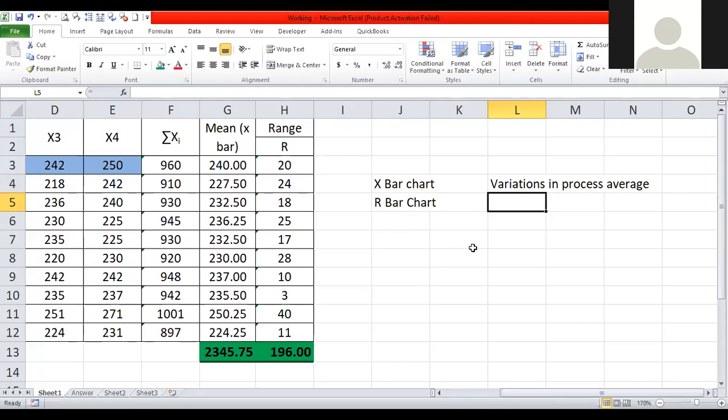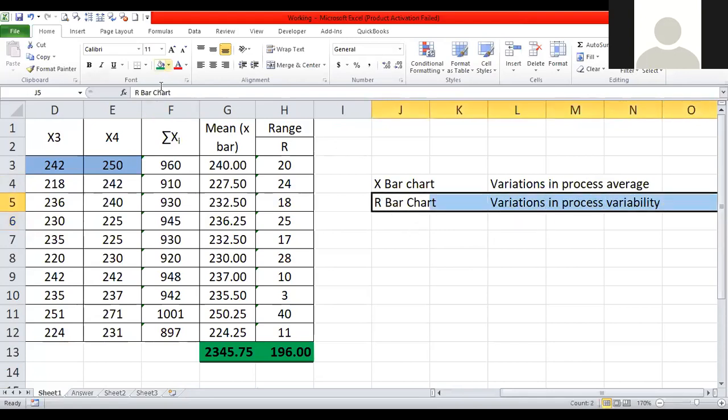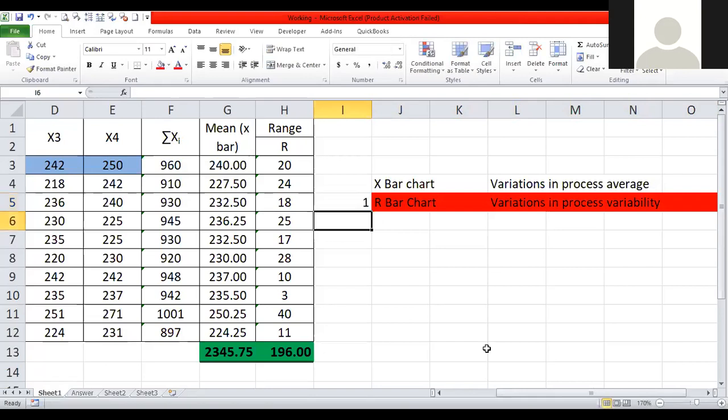R bar chart will give you variations in process variability, right? Variations in process variability will be revealed by R bar chart. So among these two bar charts, R bar chart is very important compared to X bar chart. Therefore, we have to first find out the R bar chart, then we have to find out the X bar chart. So now I am going to tell you how to draw the R bar chart.